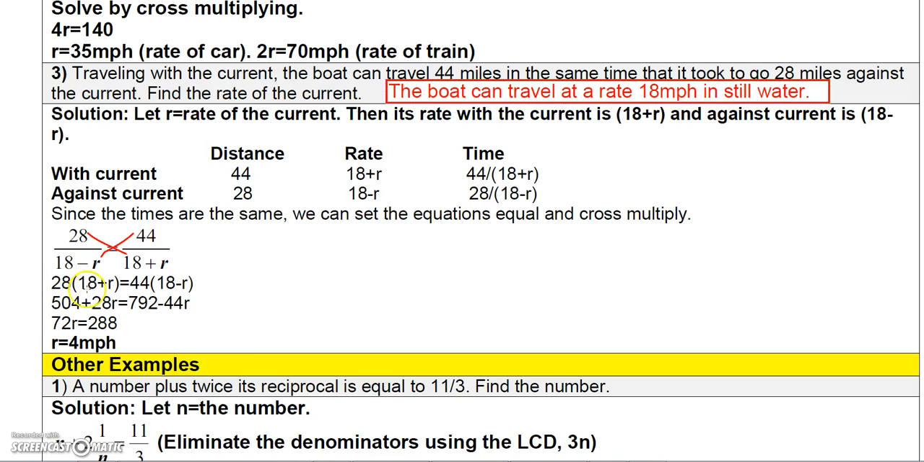Just distribute the 28 through here and you get 504 plus 28r. Distribute the 44 through here and you get 792 minus 44r. And then if you collect all your r's to one side and all your constants to the other side, you'll get 72r equals 288, and then just divide both sides by 72, and you get r equals 4 miles per hour. And so there's your rate of the current.